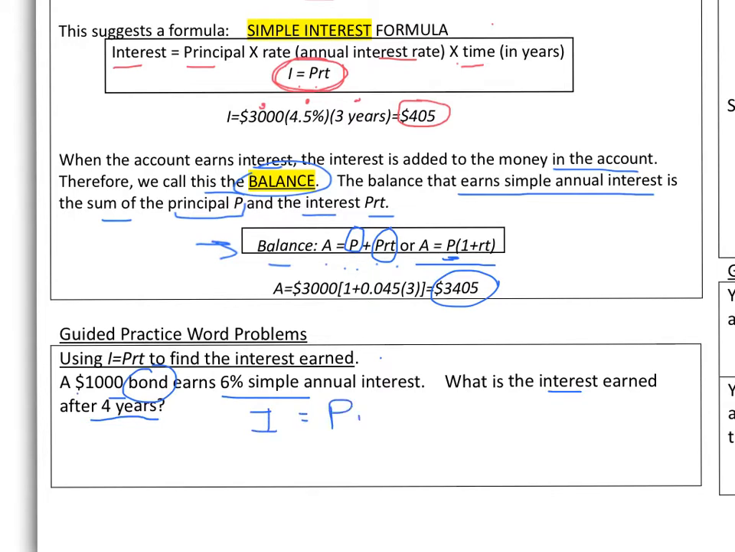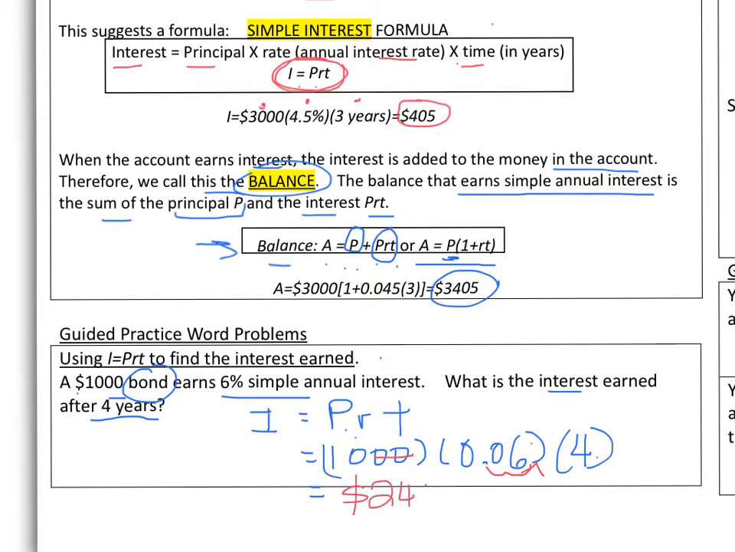I equals PRT. So we can substitute P as 1,000, R as 6%, which is 0.06, and then times 4 years. And we can go ahead and multiply. I can take out 2 zeros and shift 2 decimal places. And then 6 times 4 is 24, and times 1 zero, $240 interest.